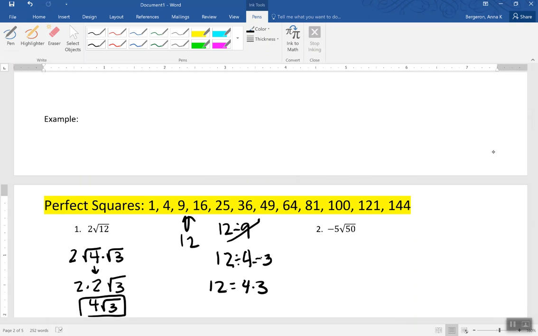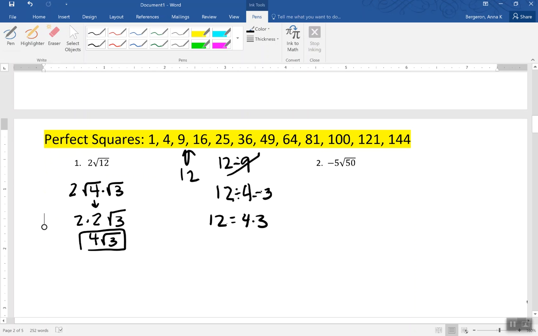All right, so let's try that next one. We're going to do the same thing for this one. So I'm going to solve my square root first. So 50 on my list would be right here. That's where 50 would be.